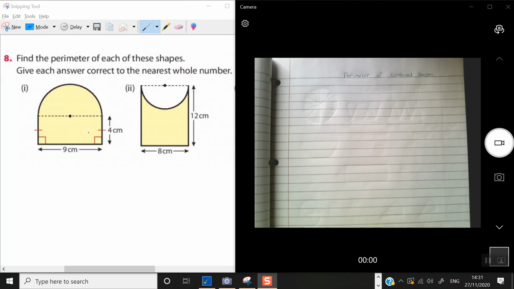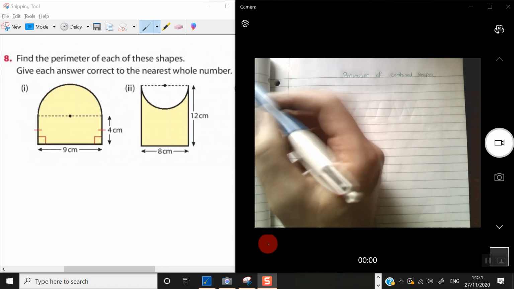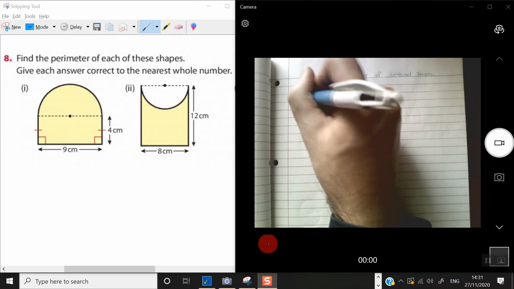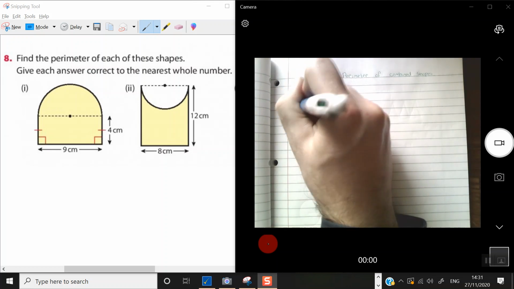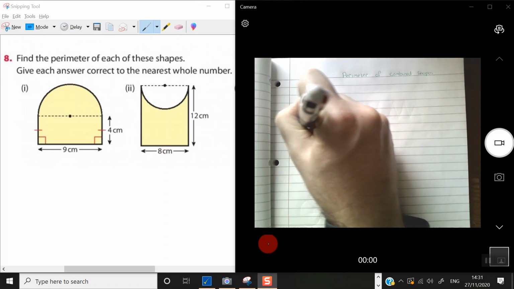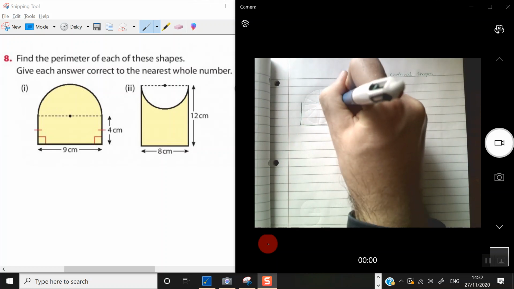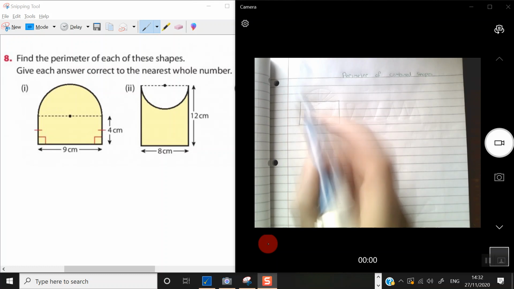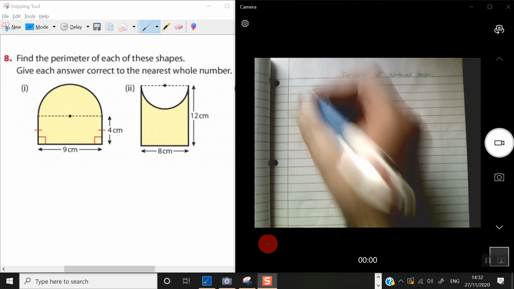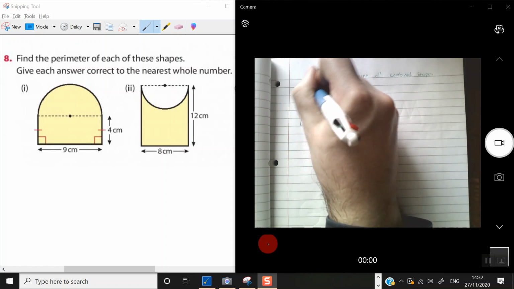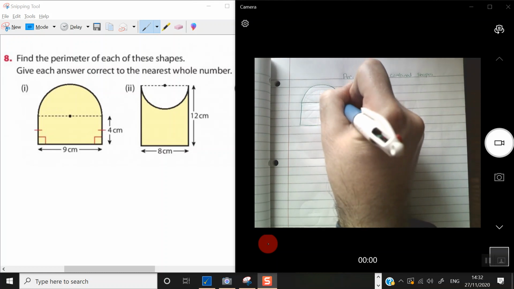So if we focus on this first one and we want to calculate the perimeter, the first thing you want to do is draw out the shape. For the first one we have two shapes. We have a rectangle, and then on top of that you have a half circle. It's something like that.